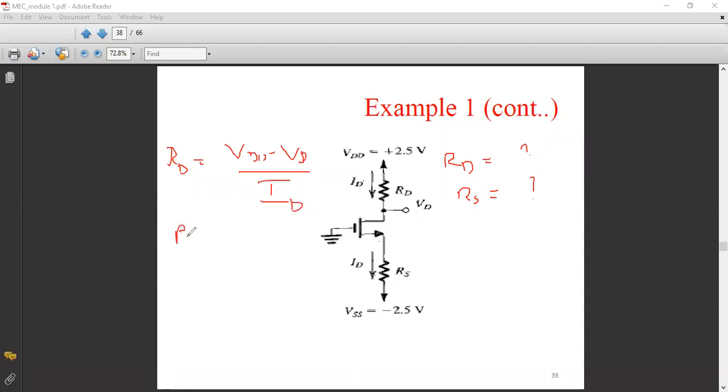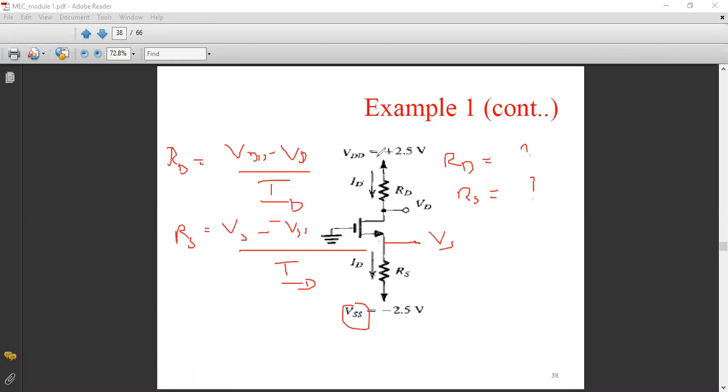Similarly, RS is equal to this voltage, I can call it VS. So VS minus VSS, because this VSS is negative. So RS is VS minus VSS divided by ID. But the thing is, is ID given to you or what? ID is given, that is 0.4 milliampere.